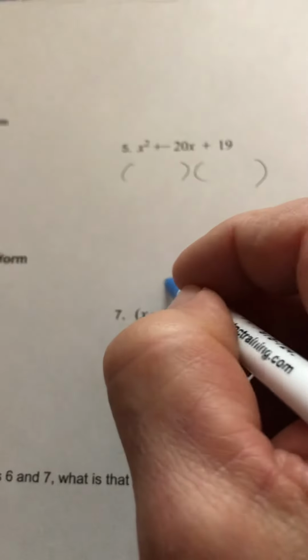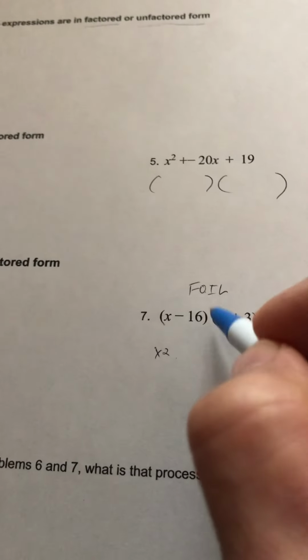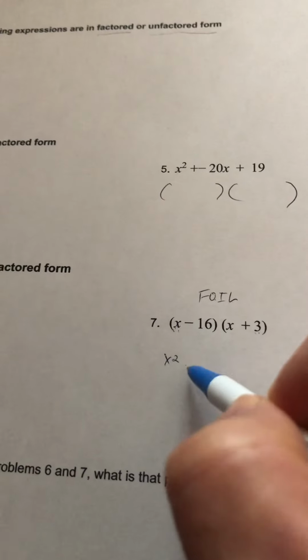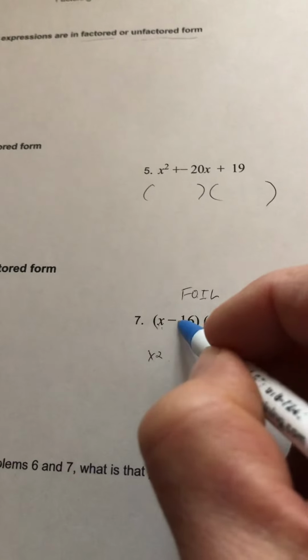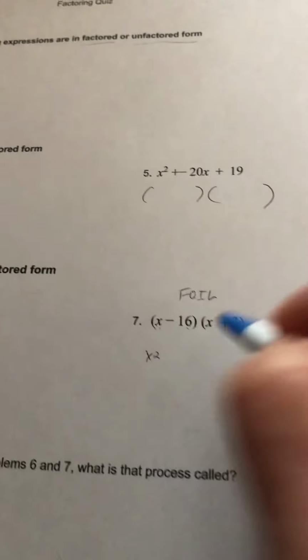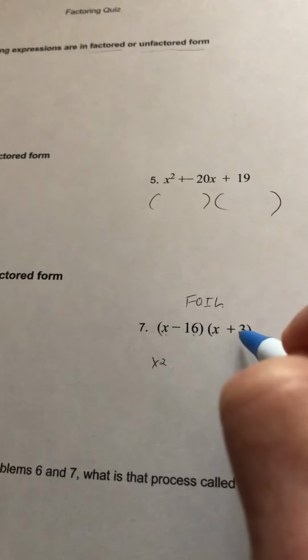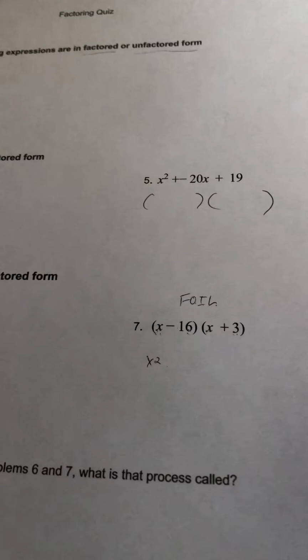Same thing here. Go ahead and use that FOIL method. First times the first, that will give you your x squared. The outside times the outside, so it would be a plus 3x. The inside times the inside, so I have negative 16x. And then this last one times this last one, so negative 16 times a positive 3. Whatever that is going to be, it's a negative number.